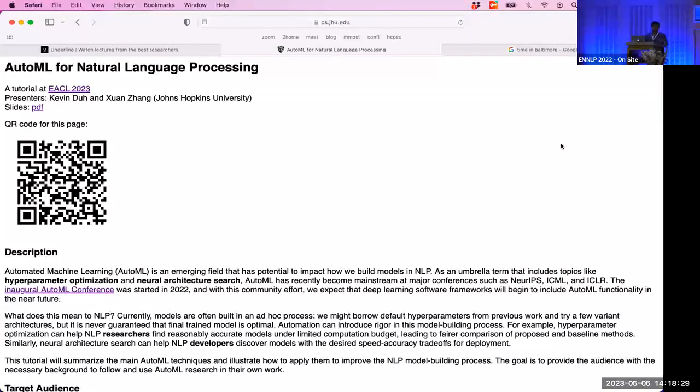And my main research is in machine translation, but throughout my work on training these machine translation models, I've found a need to do AutoML. And that's why I'm presenting this here. And my co-presenter is Zhang. Do you want to introduce yourself a bit?